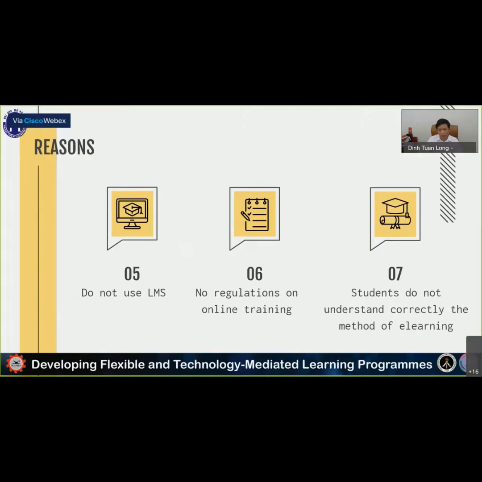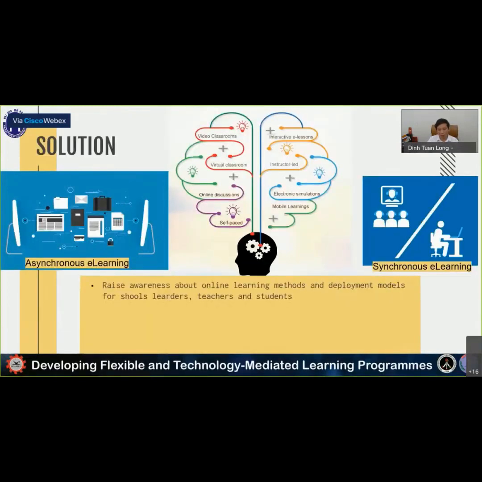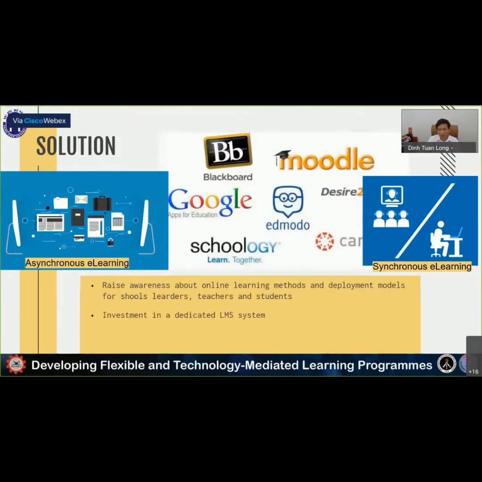And maybe the last reason is that students don't understand the method correctly. Most of them are familiar with the passive learning method and don't know how to learn by themselves. And when they join the online classroom, they only join synchronous e-learning and haven't got asynchronous e-learning. It means there is no material, only synchronous, only meeting the teacher through some kind of conference.